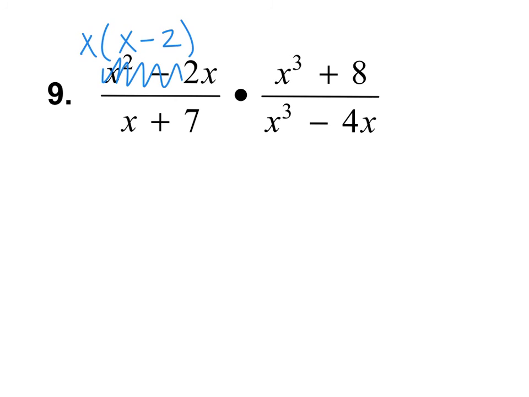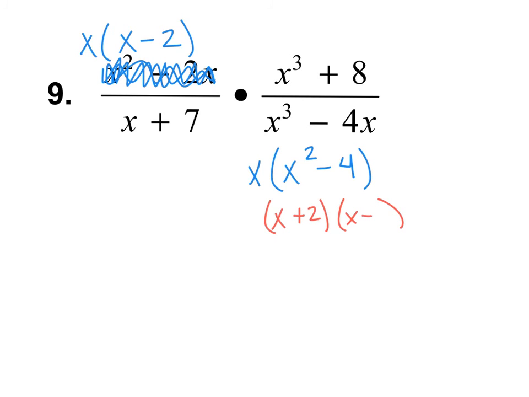So I don't need this anymore. The bottom right here gives me x, and then that gives me x squared minus 4, which in turn is actually a difference of squares, so this factors even further to x plus 2 and x minus 2. So I don't need that anymore.